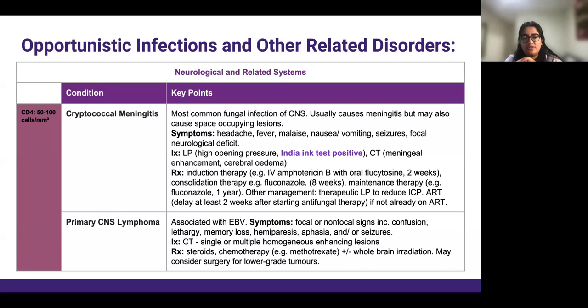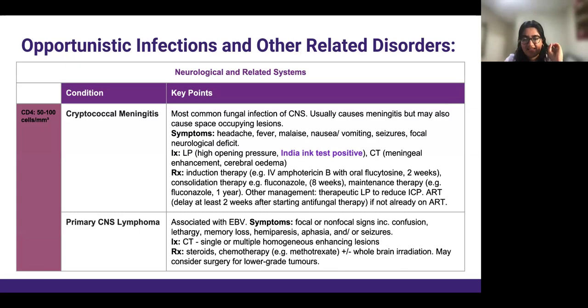Another condition associated with HIV is primary CNS lymphoma, and this is the one that's often thought of together with toxoplasmosis. They're quite difficult to differentiate. Primary CNS lymphoma is associated with EBV. It has focal or non-focal signs like confusion, lethargy, memory loss, aphasia, seizures. So the manifestations of primary CNS lymphoma are a bit more neurological as opposed to the vague symptoms of toxoplasmosis. But both of them have single or multiple homogeneous enhancing lesions.